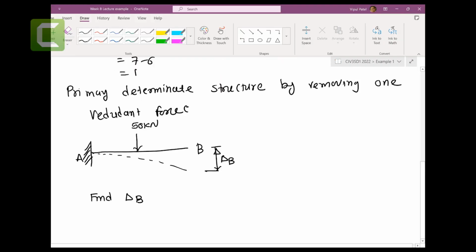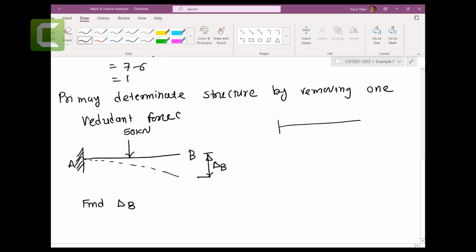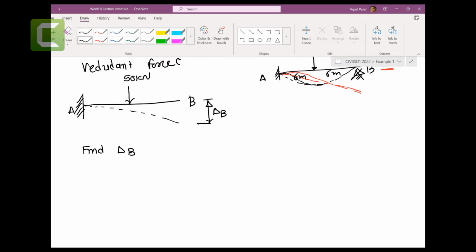How are we going to find it? As I mentioned, your main real structure is like this: A and B, and you have 50 kilonewtons, and this is 6 meters and 6 meters. So these deflections would be like this. But if I remove this one, then these displacements would become like this, right? So you have some additional displacement, that delta B, because when you remove these supports, you will get this displacement. So let's find these displacements using the virtual work method.